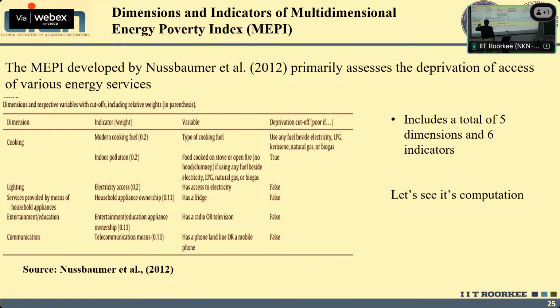So now you can just see for cooking, modern cooking fuel. You can see the variable name is type of cooking fuel, and a person can be considered deprived if they use any fuel besides electricity, LPG, kerosene, natural gas, or biogas. Some of the cutoff levels are mentioned very clearly in that article. Okay, we will use this in our discussion in detail.